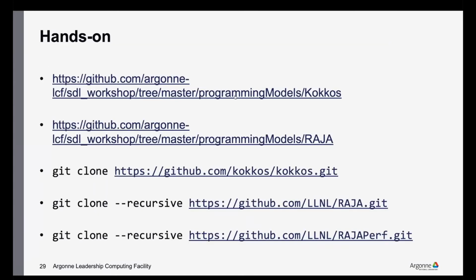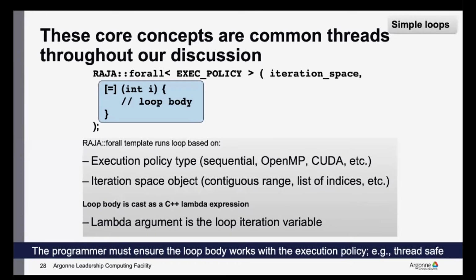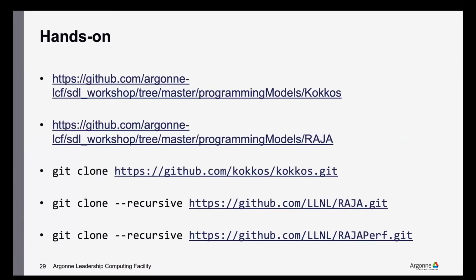Okay, so this is again more on the GitHub that you can take a look at. You can clone Kokkos and RAJA, and then there's the RAJA Performance Suite, which has many different programming models with implementations with RAJA and without RAJA. And there's actually very, very recent support for Kokkos inside of there also. And I will go through a quick hands-on for this part.